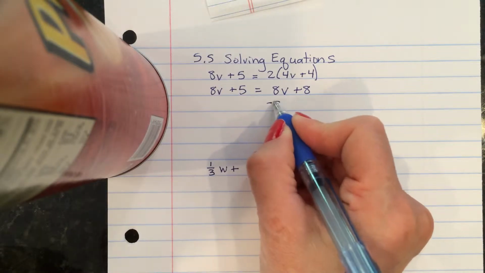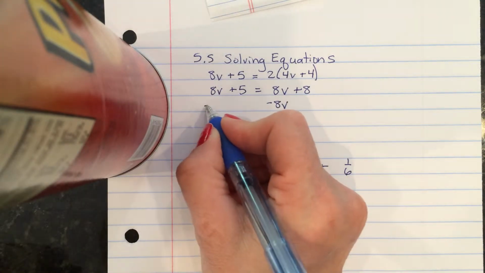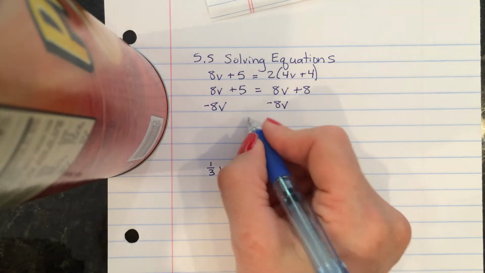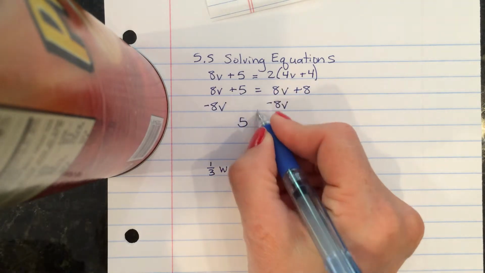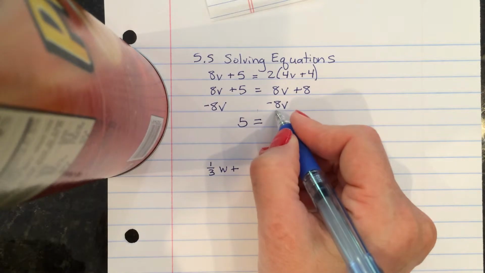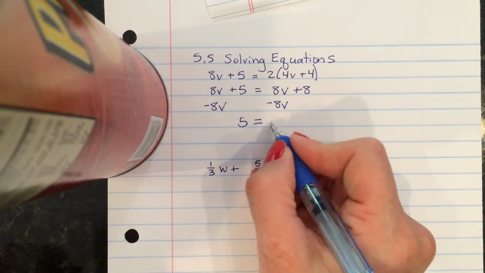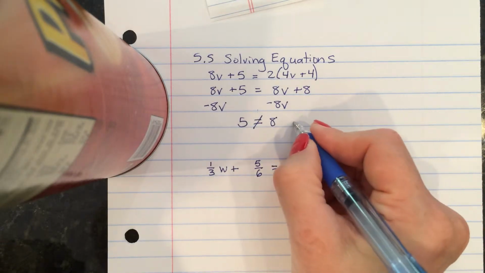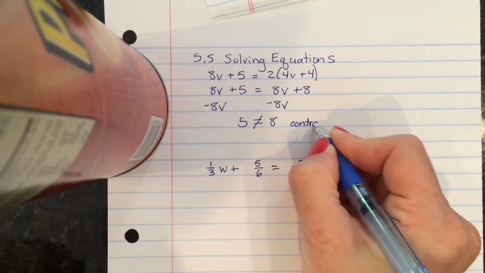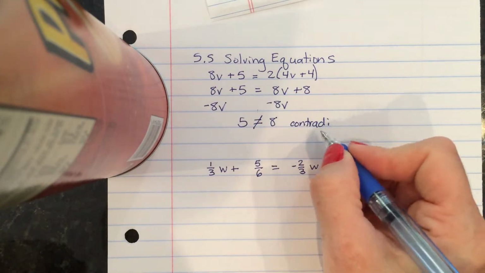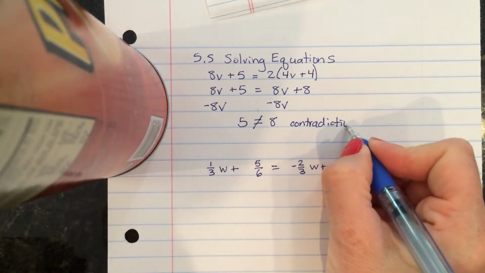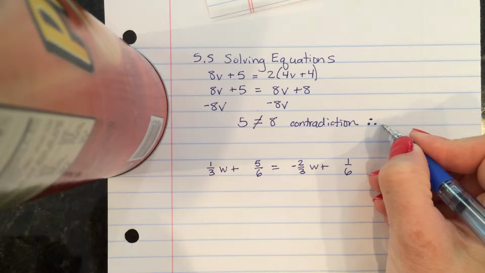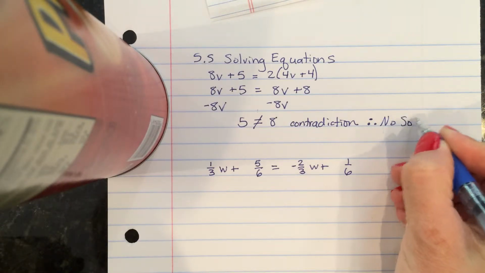And so if we subtract 8v from this side and subtract 8v from this side, we are left with a 5 over here. Bring our equal sign down. That's equal to 0. And we're left with 5 equals 8. But we all know that 5 does not equal 8. That is a contradiction. And therefore, this answer is no solution.